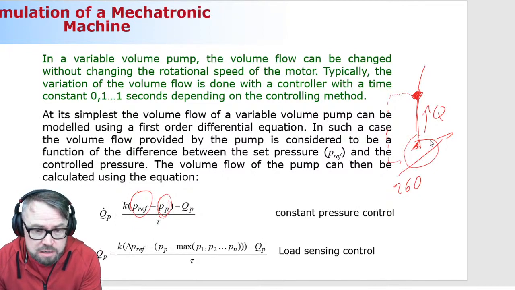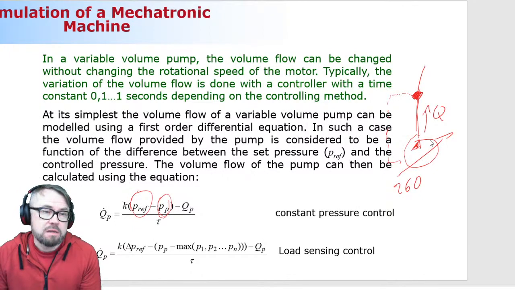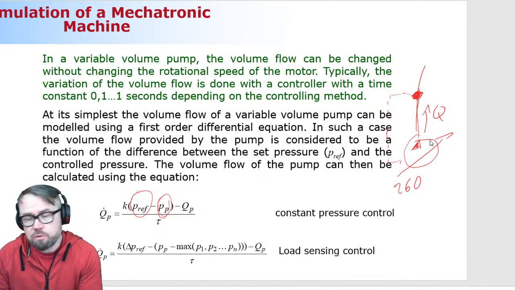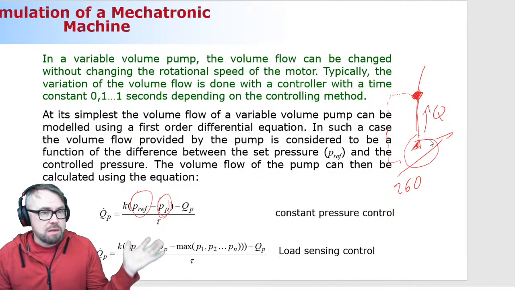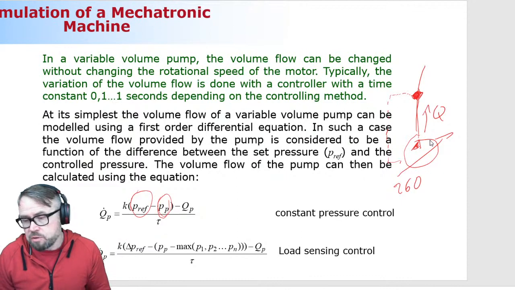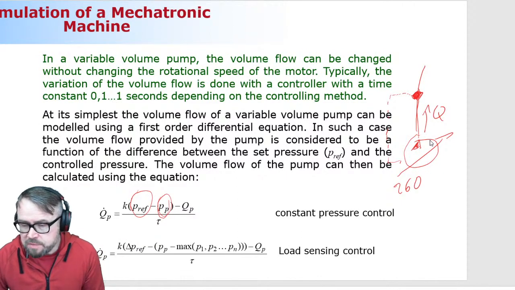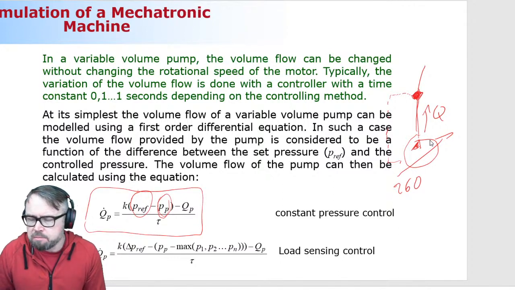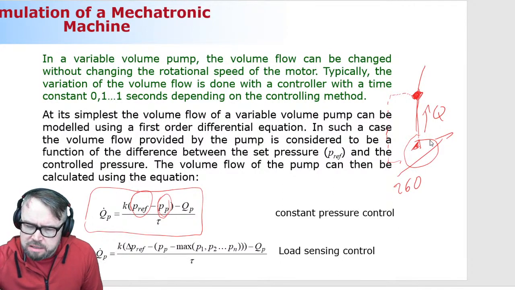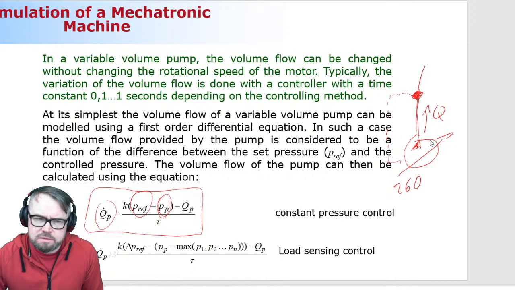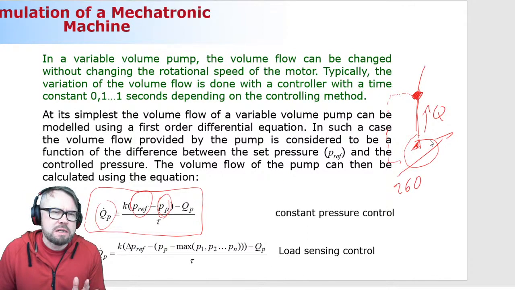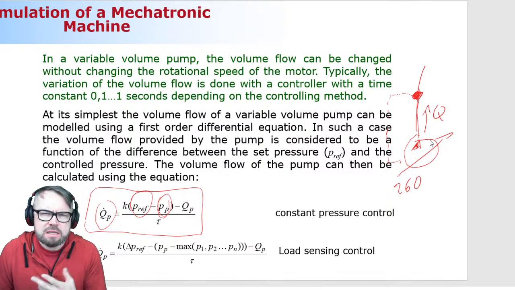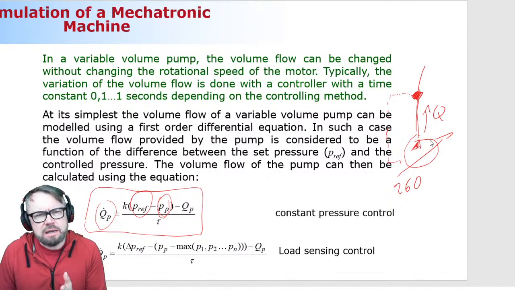If it is 250 bar, then it's okay. You don't need any additional flow rate. Then you can tell your pump that, okay, that's enough, don't produce any more flow rate. So this is the equation that tells how the flow rate can be modeled. Now look at this. The flow rate is here, the Q dot. So this is a differential equation that introduces a little bit of delay.